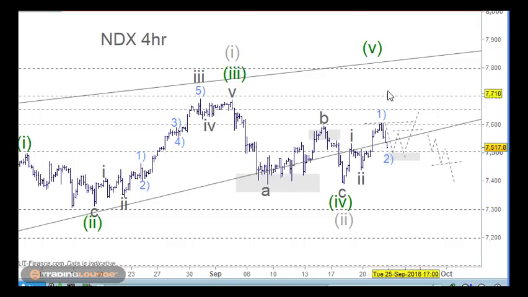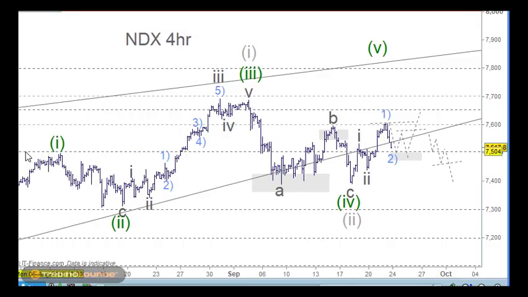So I'll leave it at that. I don't have any clear answers for this, but we're going to remain bullish while this market continues to try and find the 7,500 as support here.